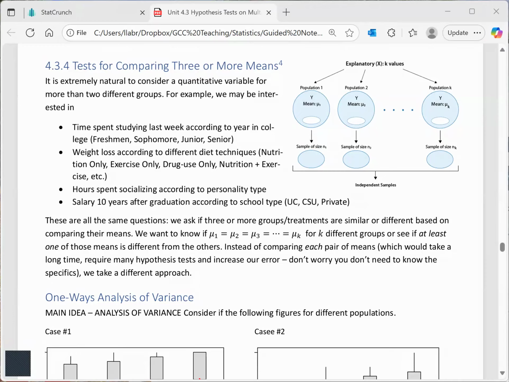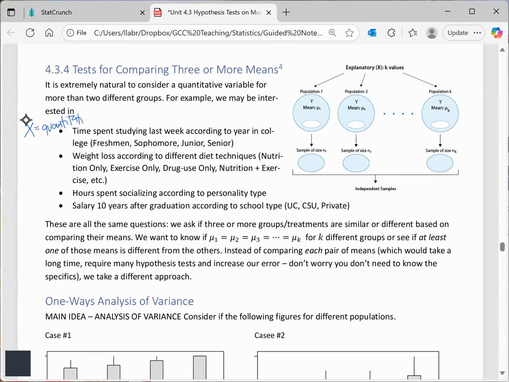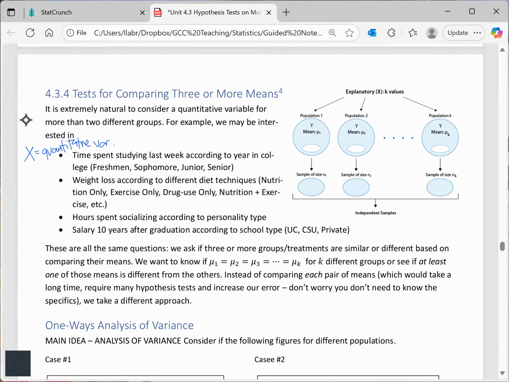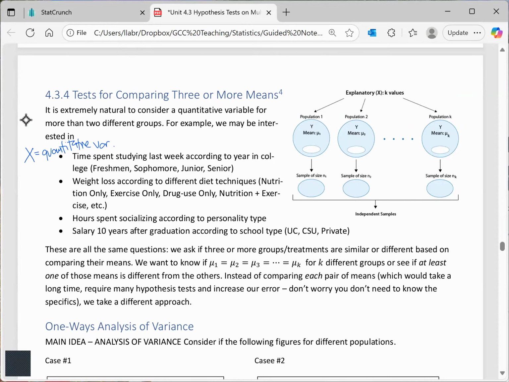So let's go ahead and say that you're interested in the variable x, which is going to be, again, some quantitative variable. But that variable, you have reason to believe, may be different for different groups. So there's going to be some qualitative variable. So there's an overarching qualitative variable, and that qualitative variable has different values.